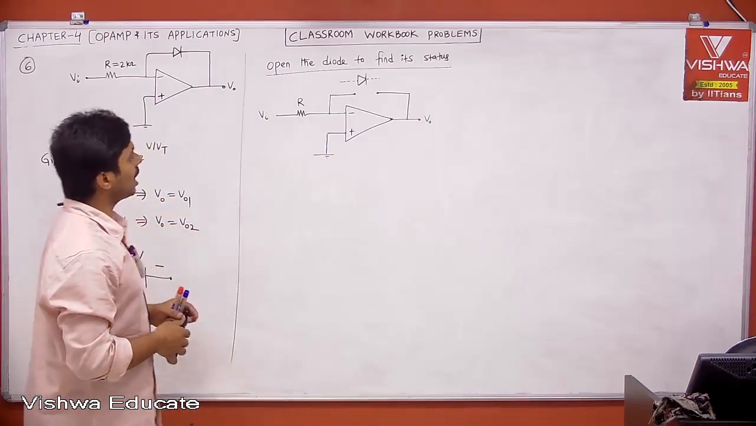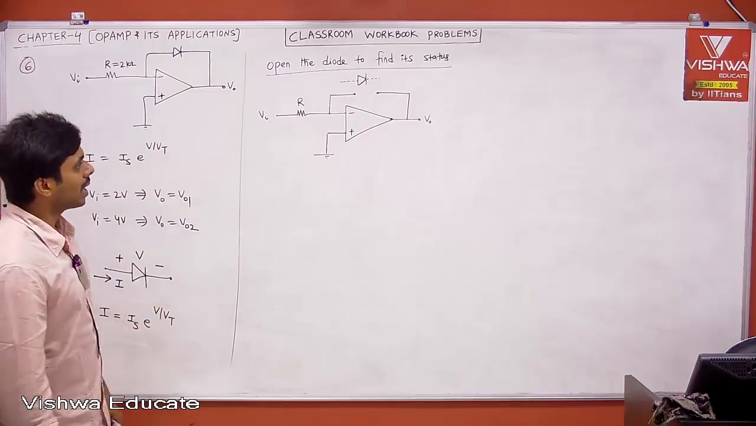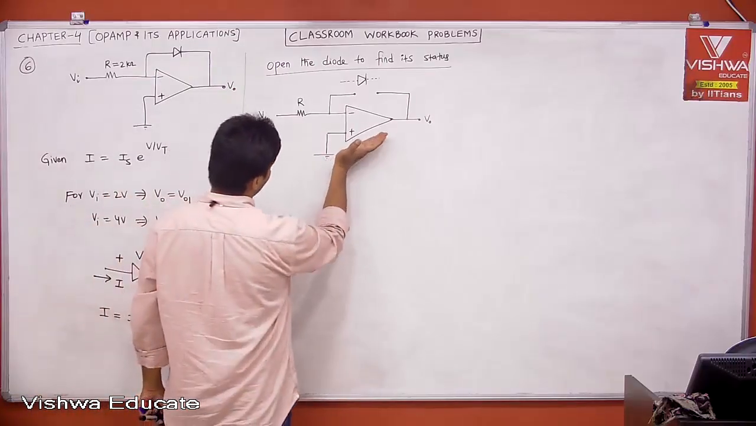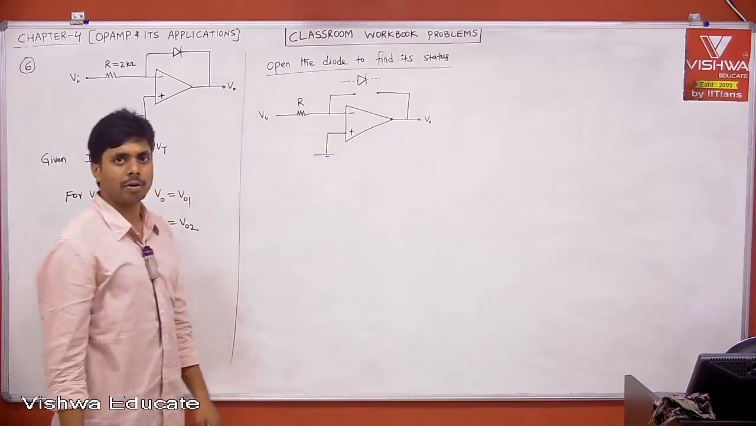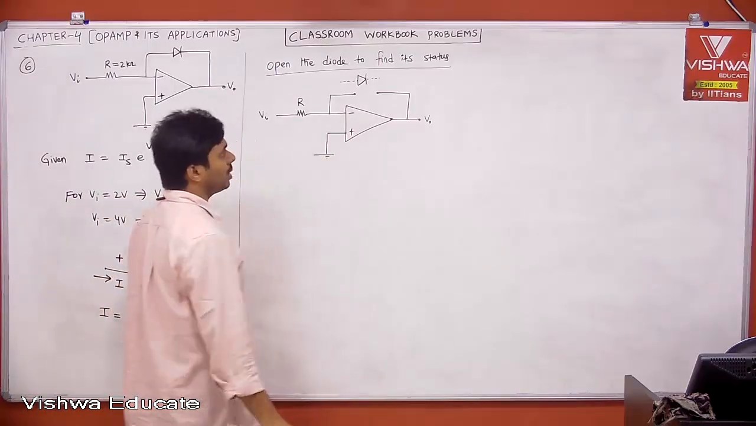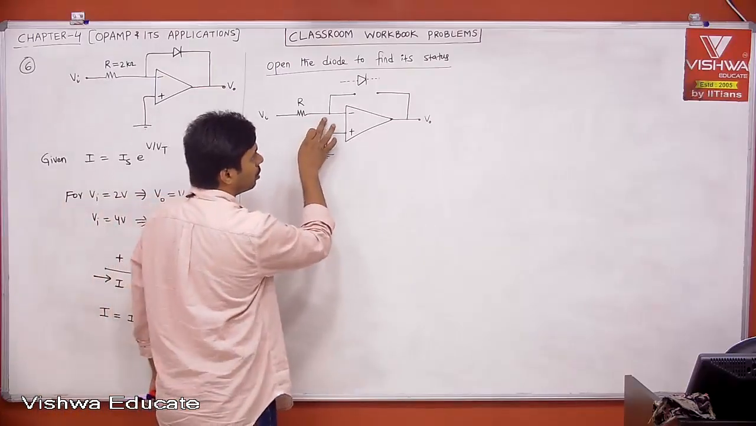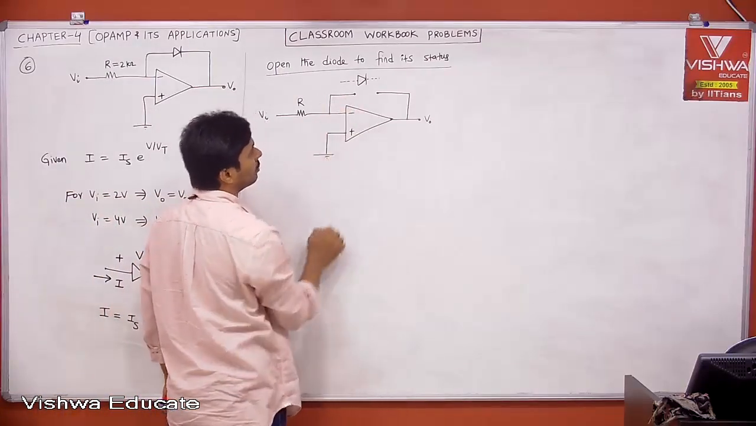Okay. Now tell me, the moment when you open the diode, can I say your op amp is nothing but open loop condition? Your op amp is in open loop condition. If op amp is in open loop condition, then it is a comparator. We should not use virtual current concept. Don't say that this is 0, therefore this is 0. No, that is true only when the op amp is in negative feedback.